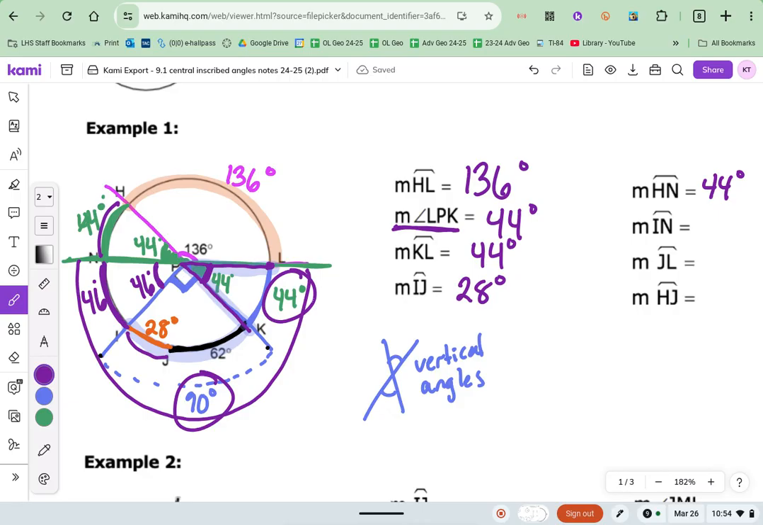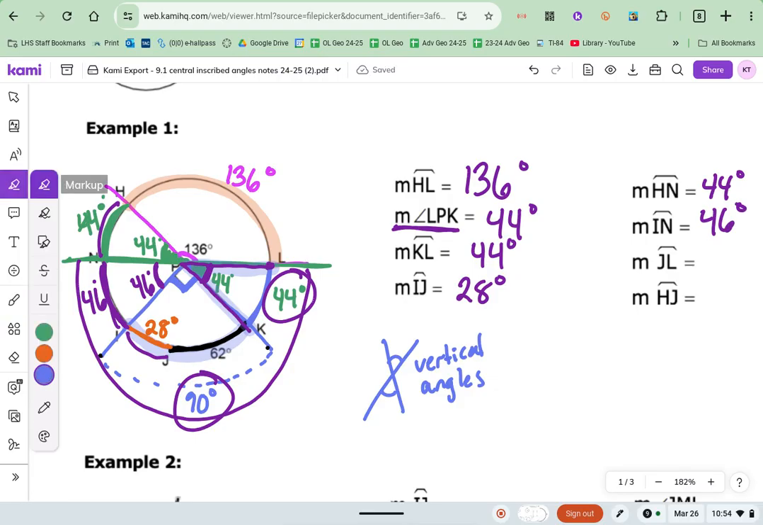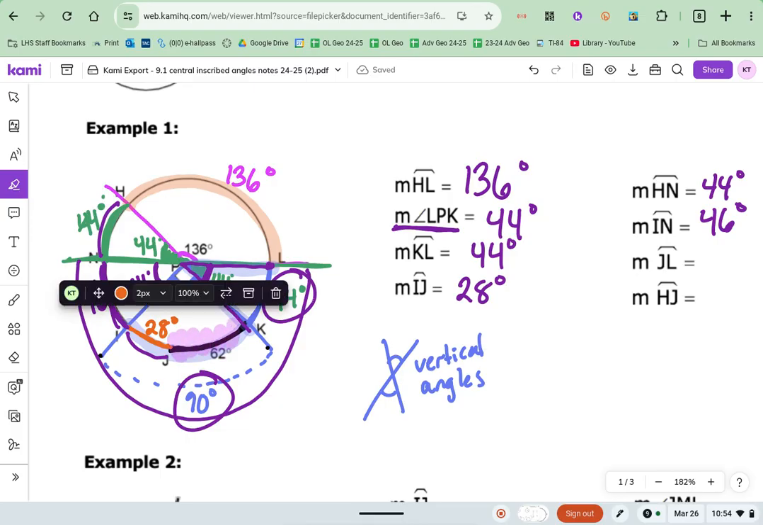Let's see, next up would be arc JL. That's a new one because it combines two smaller arcs. So all the way from J all the way over to L. So that's going to be this 62 degree arc plus the 44 degree arc is JL. So 62 plus 44 means that arc is 106 degrees.